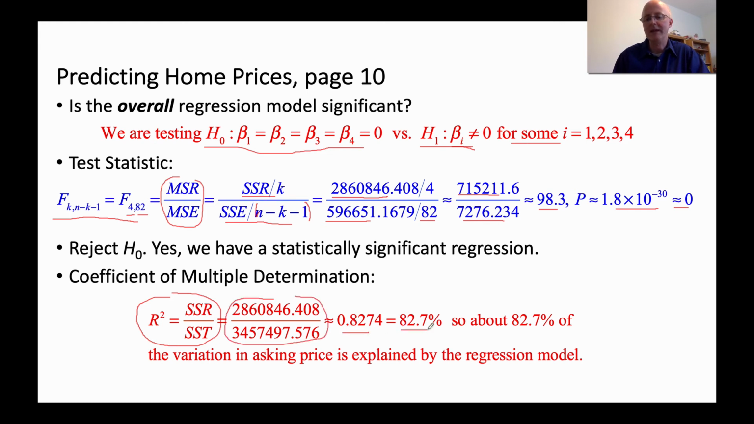0.8274, as a percent, is about 82.7%, and this is a common phrase you hear people say: this means that about 82.7% of the variation in the asking price is explained by the regression model. The other 17.3% is from random variation, contributing to the SSE. Okay, and again, R squared was in the output. We saw it there. But you can also compute it as SSR divided by SST.